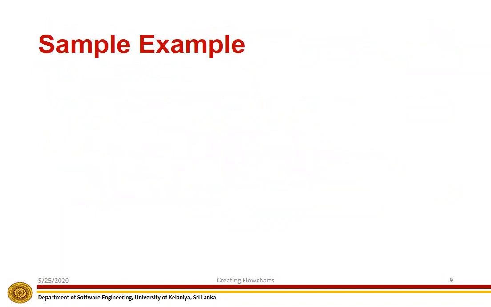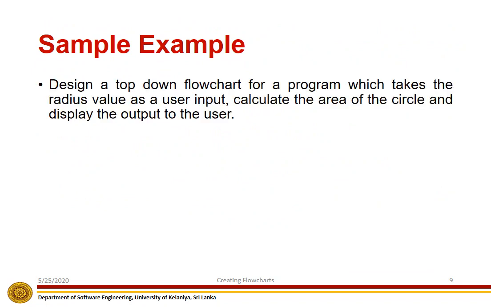Now we will draw a sample flowchart. Here we are going to design a top-down flowchart for a program which takes the radius value as user input, calculates the area of the circle, and displays the output to the user. So the process is: input the radius, then calculate the area and output the results.